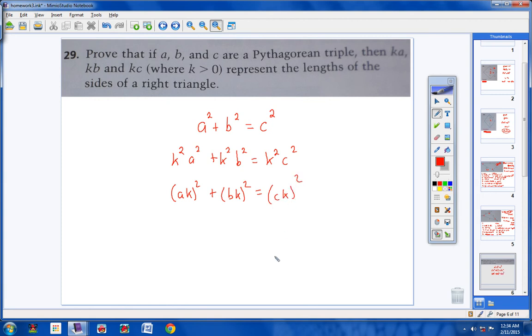And there it is. Look what it says. It says, if A, B, and C are Pythagorean triple, then prove that KA, KB, and KC represent the lengths of a right triangle. And they do. AK is the same thing as KA. So KA squared plus KB squared equals KC squared. This is totally proving you have a right triangle. This is a pretty weird problem, but it was still good thinking. Some of you will get it, some of you won't, but it's a good thinking problem for you, okay?